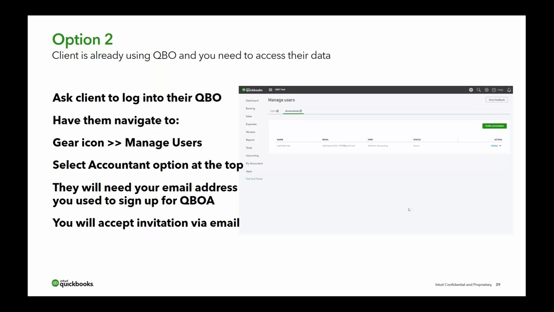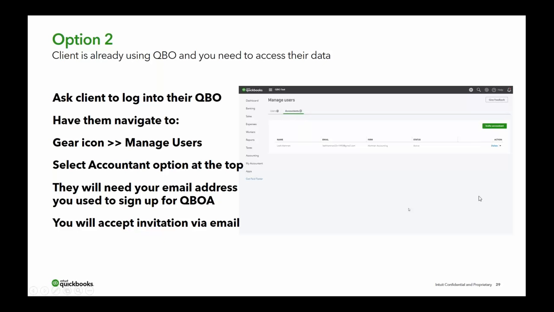Then you're going to have them navigate to the gear icon in the upper right-hand corner. You're going to have them go to Manage Users, which is the screenshot you're seeing now. Select Accountant option at the top. So in the, let's see, my mouse here. Manage Users, Accountants. You have to make sure that they select the accountant section. Do not let them invite you as a regular user. You have to be invited as an accountant. And then you're going to have them select Invite Accountant here.